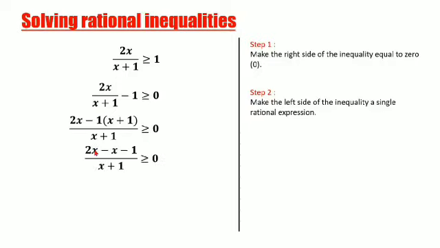Then let us simplify this one. We have 2x minus x. This came from negative 1 times x, and minus 1 is from negative 1 times 1, all over x plus 1 is greater than or equal to 0. Simplifying further, we will have x minus 1 all over x plus 1 is greater than or equal to 0.